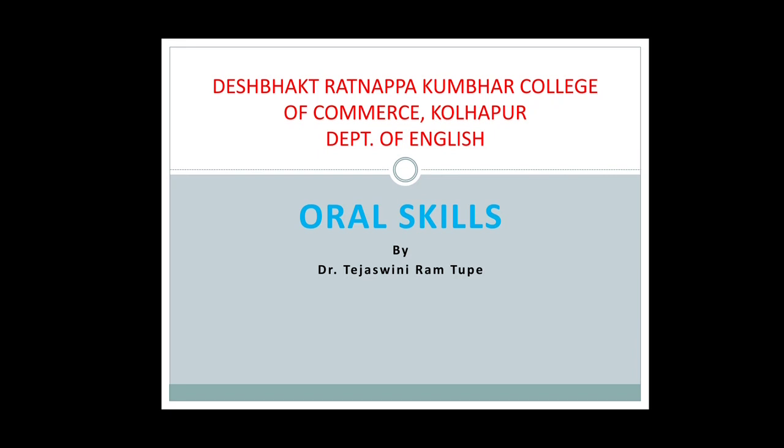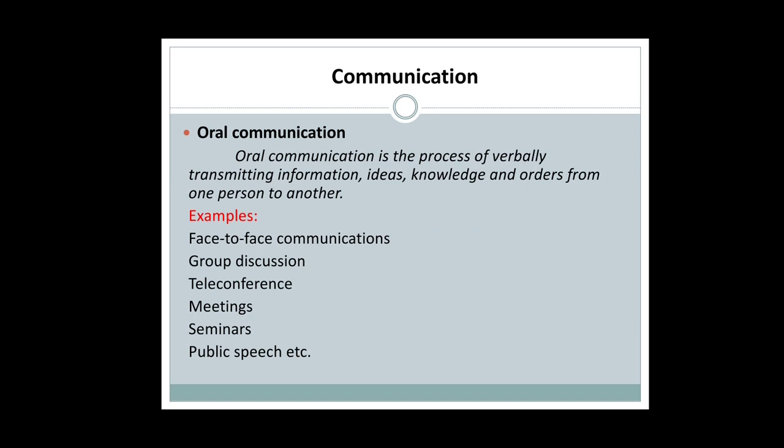Here comes the first term, oral communication or speech. Oral communication is the way we exchange our message orally. It is the process of verbally transmitting information, ideas, knowledge, and orders from one person to another. Examples of oral communication are face to face communication, group discussion, teleconference, meetings, seminars, public speech, etc.